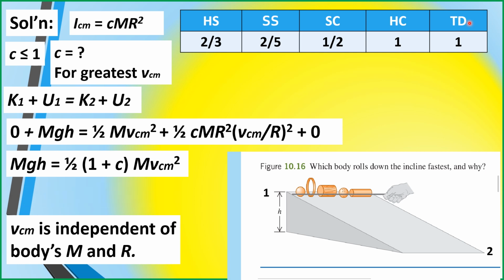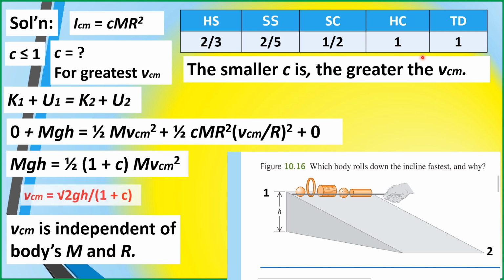And for the thin-walled circular disc, it's also equal to 1. And checking this formula for V sub cm, we will be able to deduce that indeed the smaller the value of C, the greater is the value for the translational speed of the center of mass. And we therefore say that the solid sphere will reach the bottom of the incline first, ahead of all the other objects.